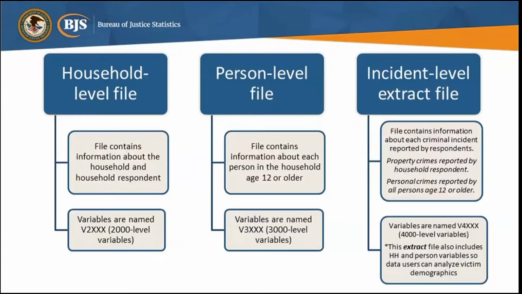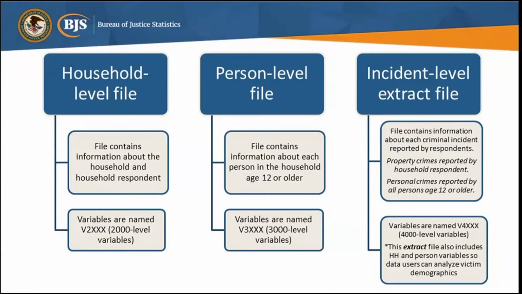As I said earlier, there are 3 most important data files within the NCVS data study, which is why I'm going to discuss them further here. The household file contains information about the household and the household respondent. The household respondent must be 18 years old and is the person most knowledgeable about the household. Household variables are named V2XXX, or these are the 2000 level variables. The person file contains information about each person in the household ages 12 or older. Person level variables are named V3XXX, or 3000 level variables.